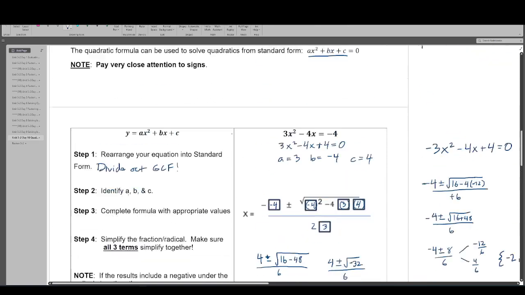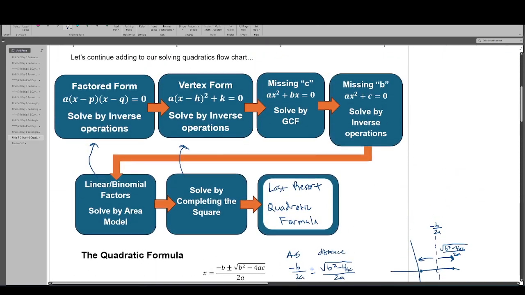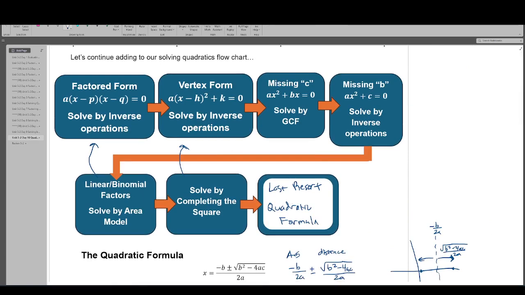So that wraps up our final method of solving. Remember to follow the flowchart. Try to find these easier methods first and leave the harder methods for cases where you have to use them.